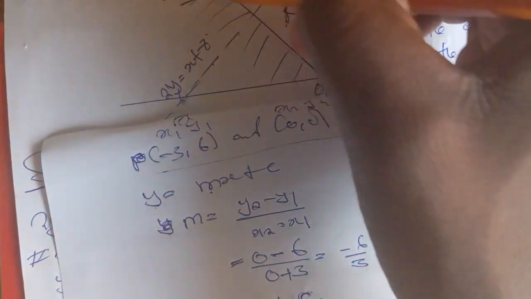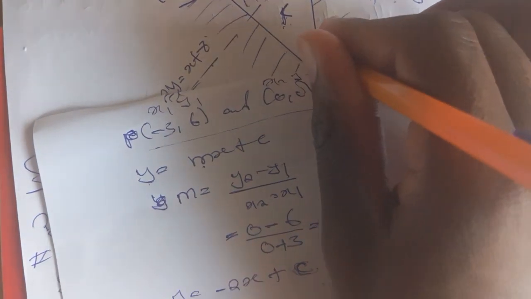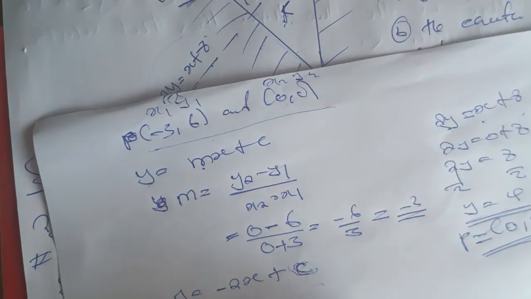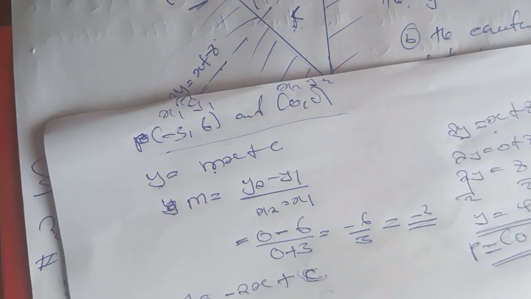So we know that this line cuts the y-axis at what? At 0. So the y-intercept there becomes what? 0. So in short, the line becomes y equals negative 2x. So that is the equation. I hope we are together. So that's how you work it out.